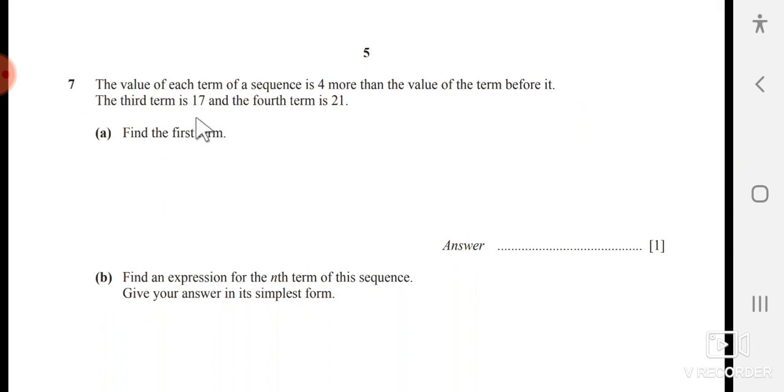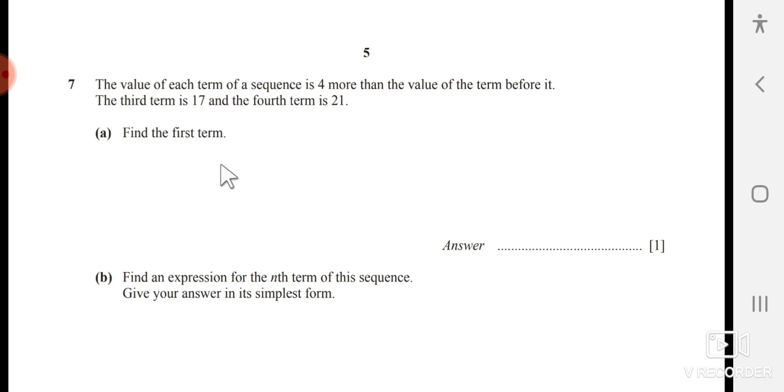Here you see the value of each term of a sequence is 4 more than the value of the term before it. The third term is 17. This means t3 is 17 and t4 is 21. Common difference between these two is 4 basically.